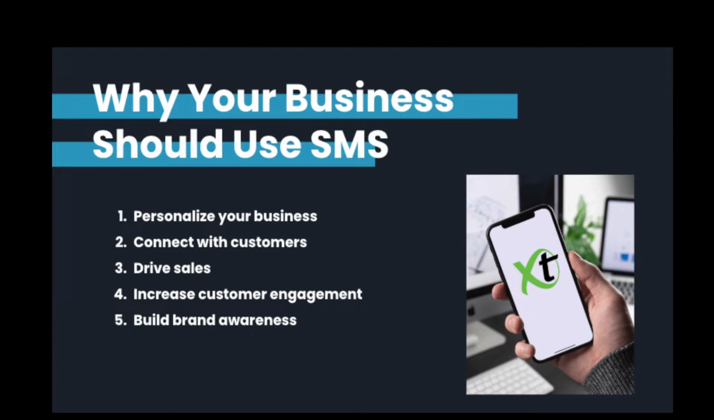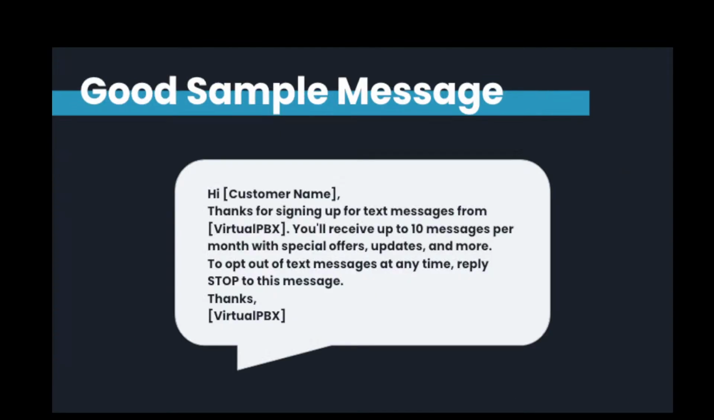And now that we've gone over all the really fun stuff, let's take a look at some sample messages and their use cases. So as you can see here in this example, the message content is clear, concise, and easy to understand. It includes all the required information, such as the name of the business, the purpose of the text message, the frequency, and how the customer can opt out. This would be a great example to use at the beginning of a promotional message campaign to set the expectation for those customers.